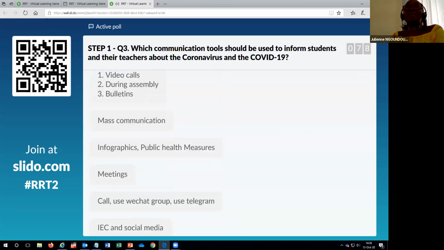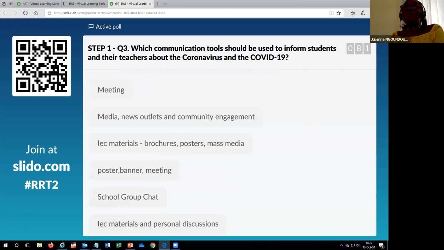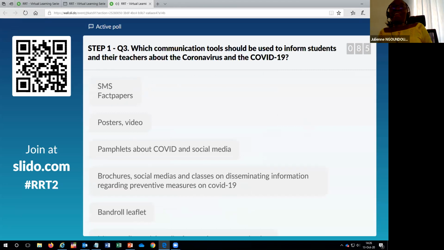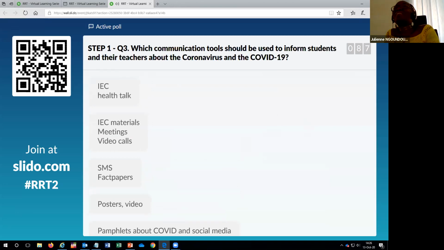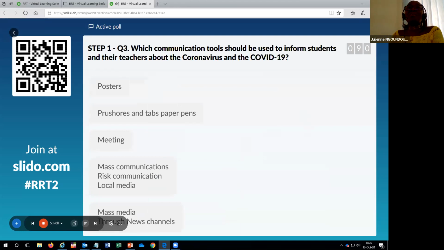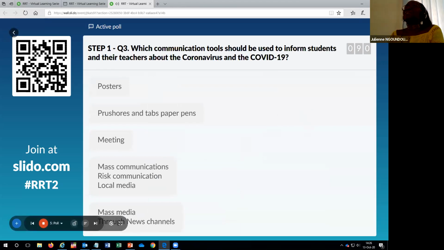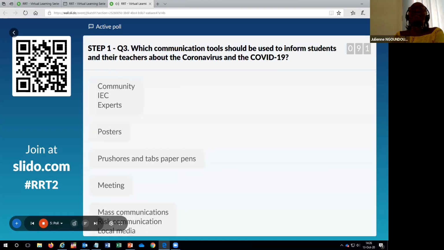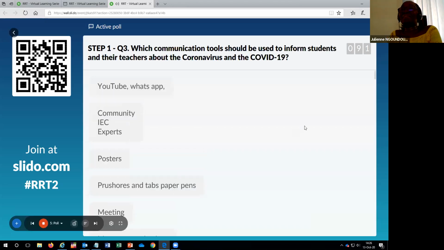Wow. I think that all the experts, now we have all the people, risk communication experts, they are giving a lot of materials, a lot of information that should be used, a lot of tools: mass communication, posters, local media, mass media, meetings.